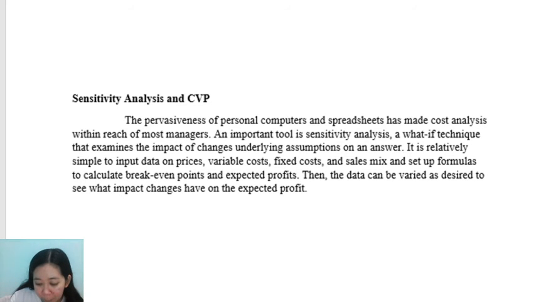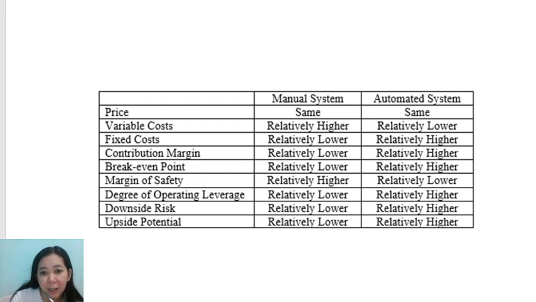So in fact, in our previous illustrations, the what-if requirements are actually the sensitivity analysis application. Okay, so we have here the table that is related to our illustration a while ago under the operating leverage. So this is the effect of the sensitivity analysis. Okay, so what will happen if there will be changes?